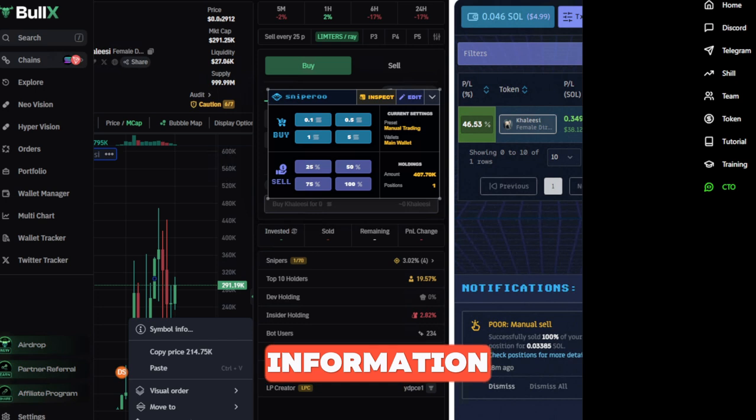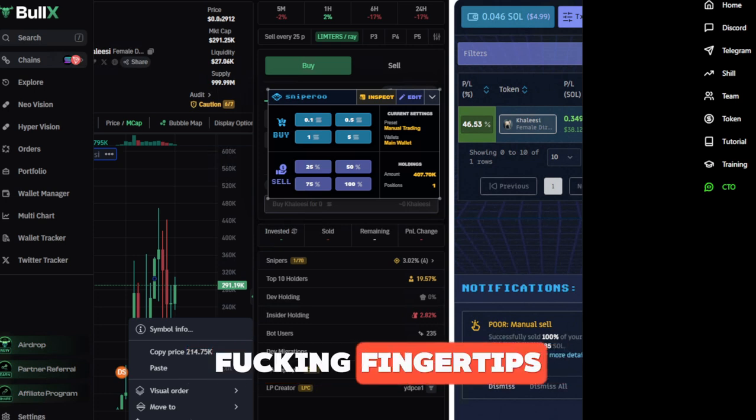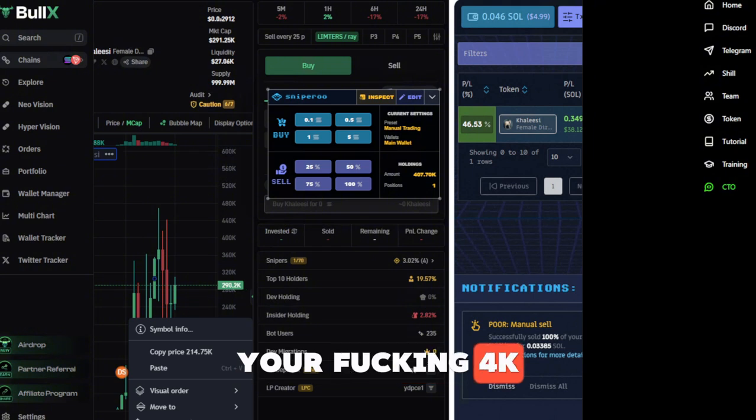They have the information. Guess what? I'm giving it out for free, to the point where you don't have to even have a Discord. You don't have to have a Telegram. Everything's at your fingertips, and it's right in front of you in 4K.